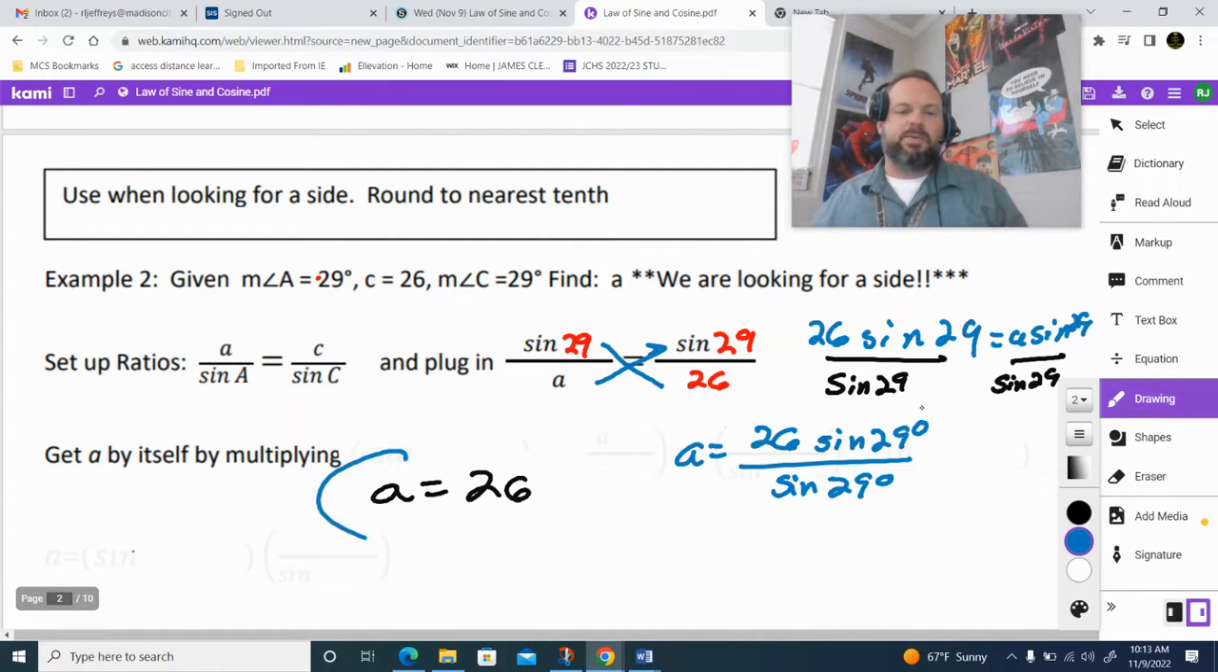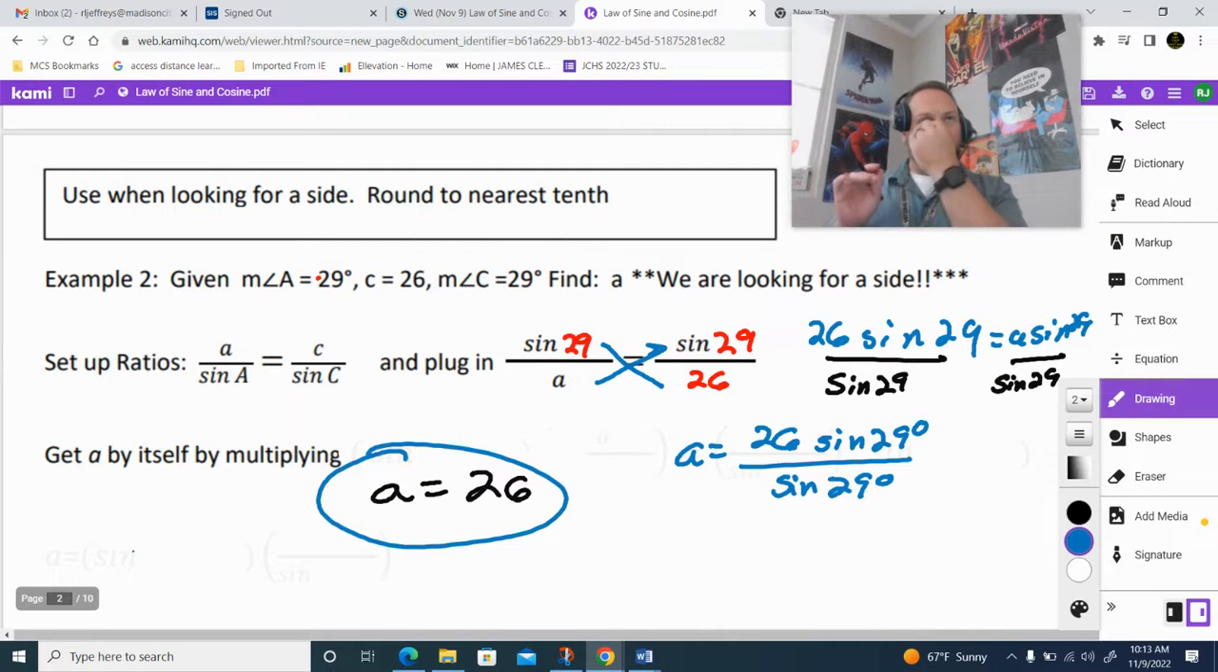Okay. So there's our two examples that we're going to use for the law of sine. Now, basically, law of sine you can use to find an angle or a side. Okay. And it's ratios. It's cross multiplying, dividing. The new thing is the sine inverse. Okay. That's it.